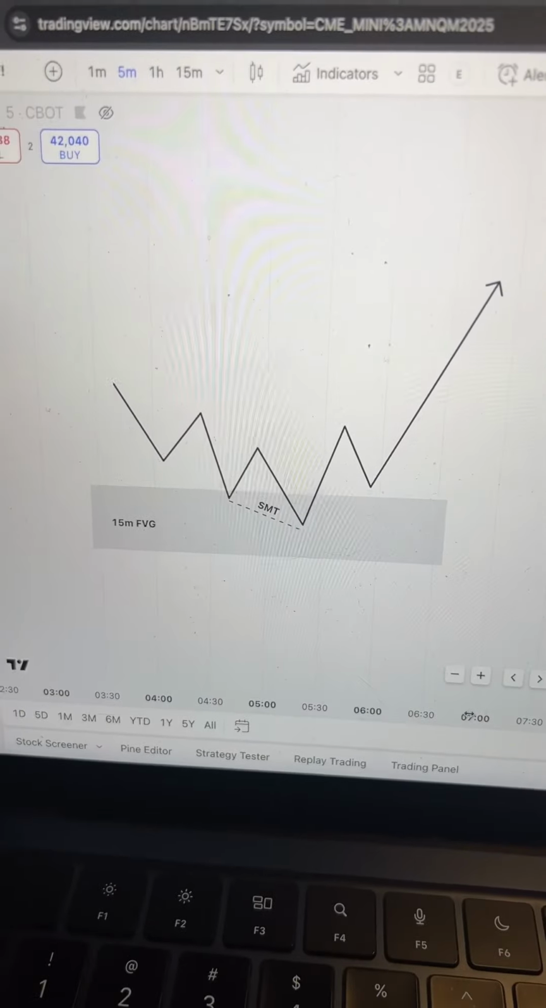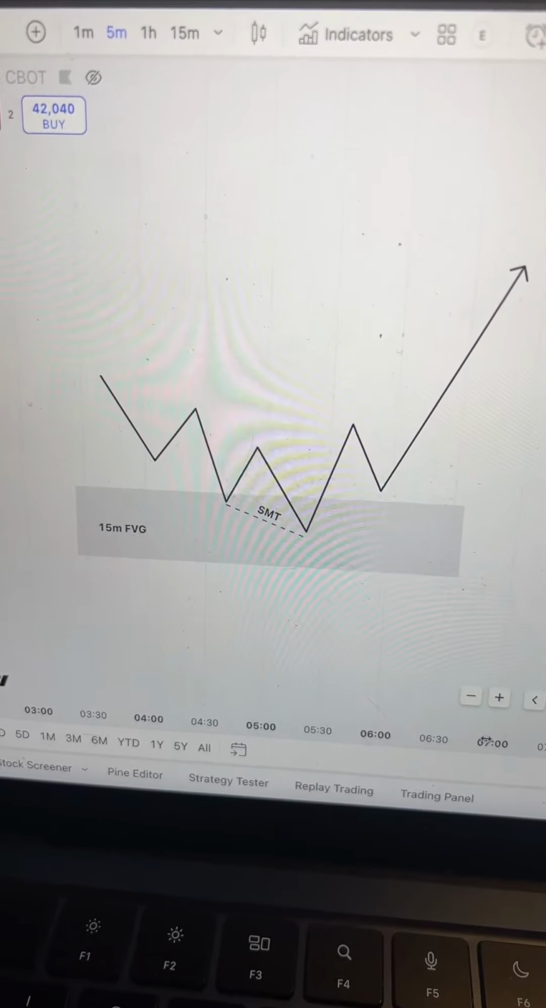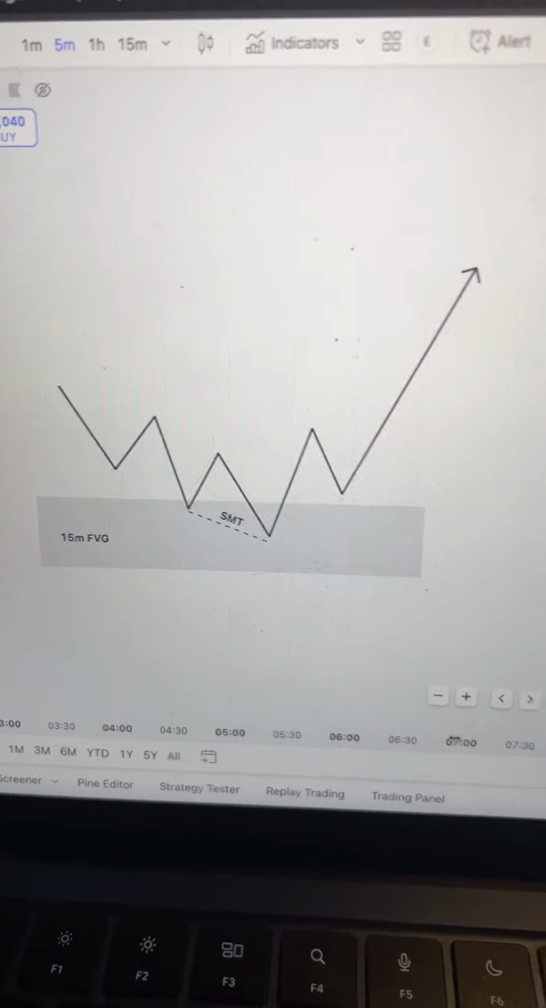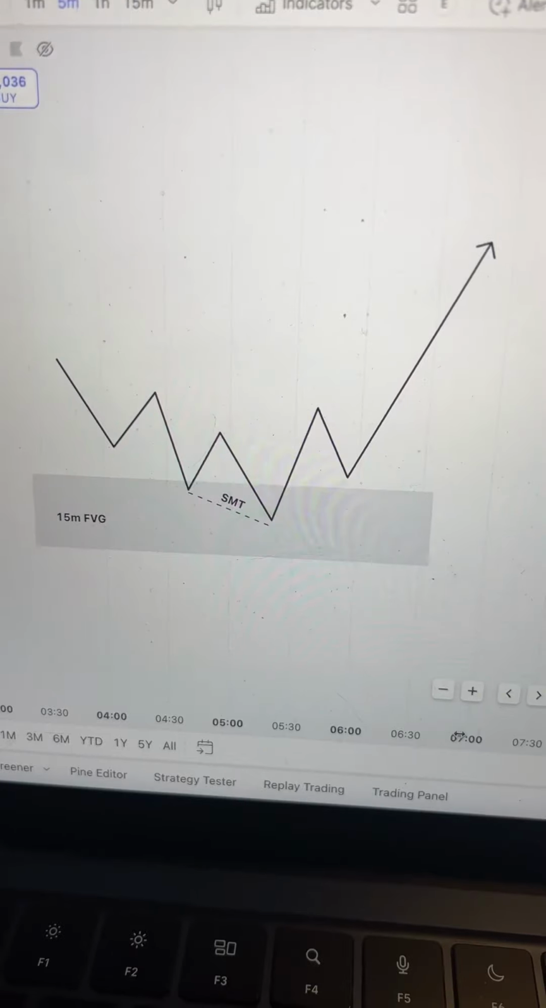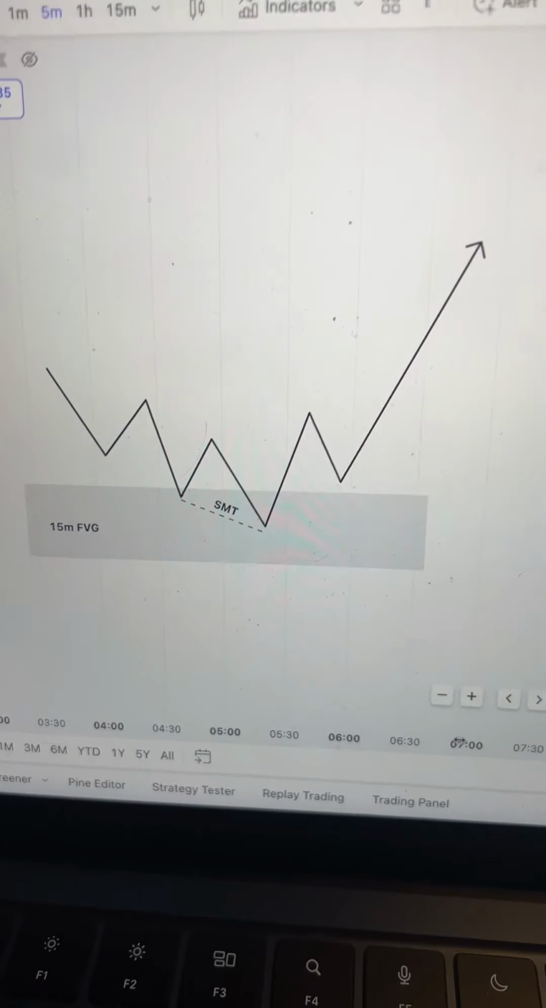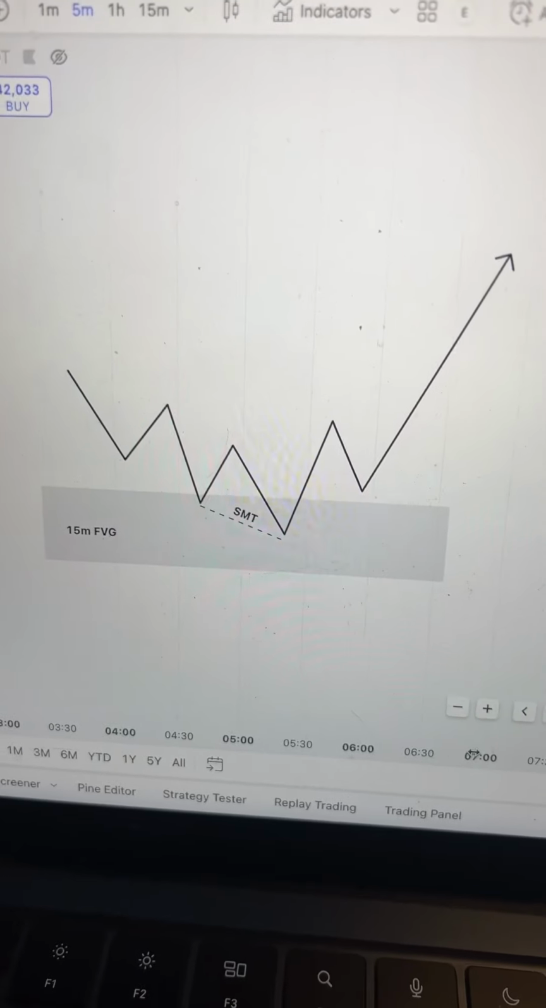All right, so the first thing you're going to be looking for on the 1 minute time frame is for the market to kind of grind its way down into that 15-minute bullish fair value gap, right? And as we begin to get our market structure shift, you want to spot an SMT divergence between the ES and the NQ. What is an SMT divergence? It's a divergence in the price action.